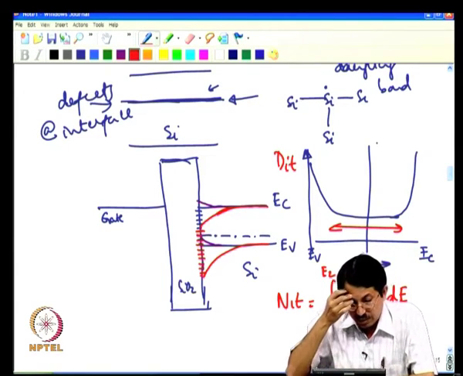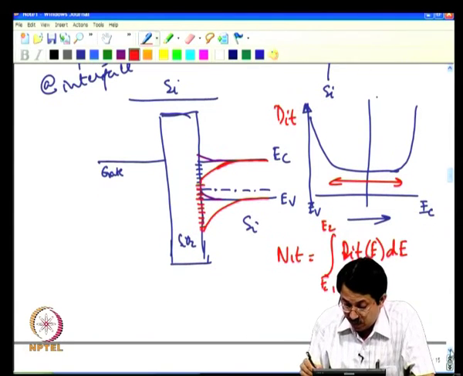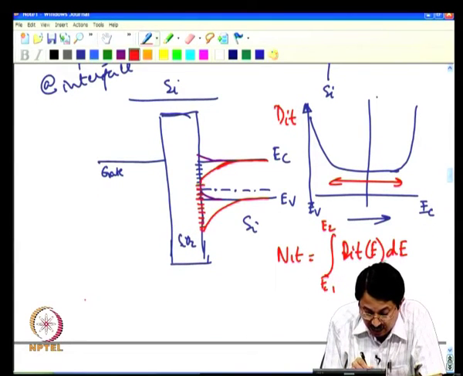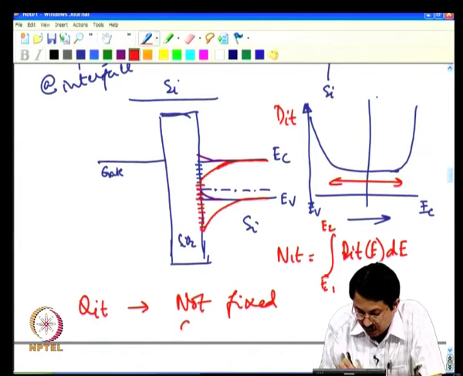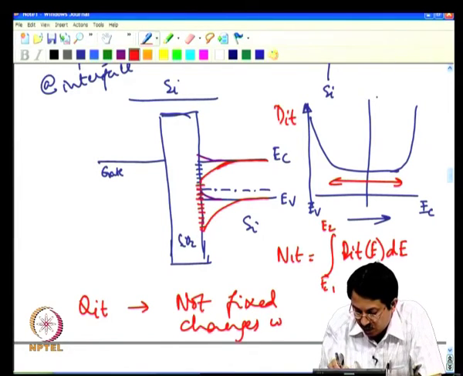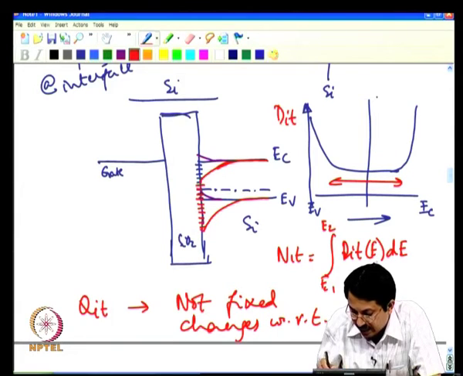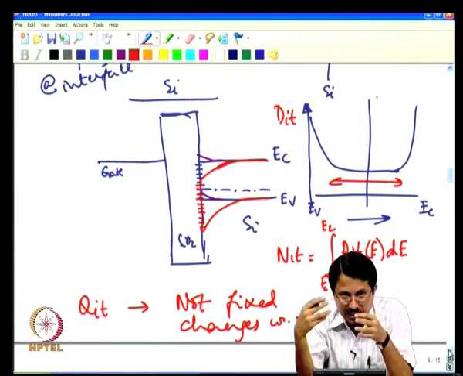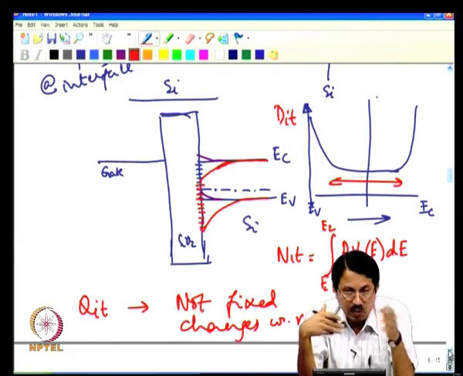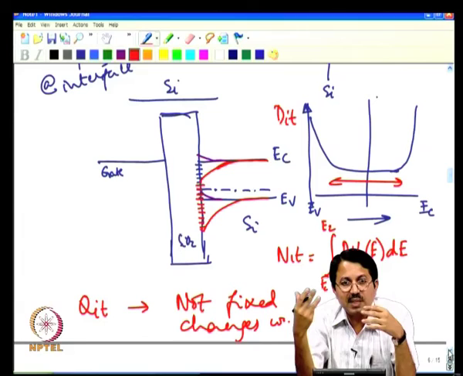Okay, right. So now the conclusion based on this discussion is that the QIT is not fixed. In other words, it changes with respect to psi s. Psi s is changing. As a result of that, you will also have this variation. Now the next question to ask is that we have understood at least the charge should be changing. Now is it going to be positive charge, negative charge? Now how is the charge going to change?